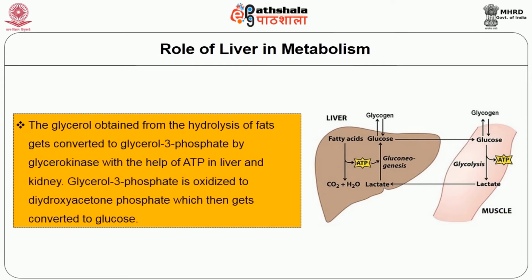The glycerol obtained from the hydrolysis of fat gets converted to glycerol 3-phosphate by glycerokinase with the help of ATP in liver and kidney. Glycerol 3-phosphate is oxidized to dihydroxyacetone phosphate, which then gets converted to glucose.